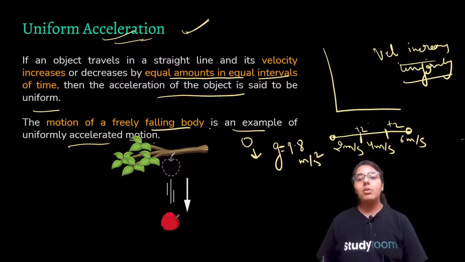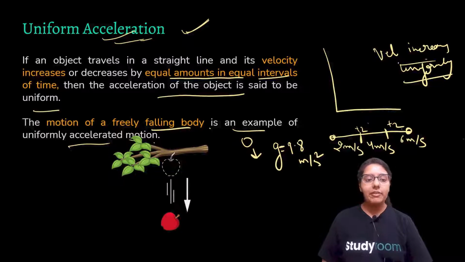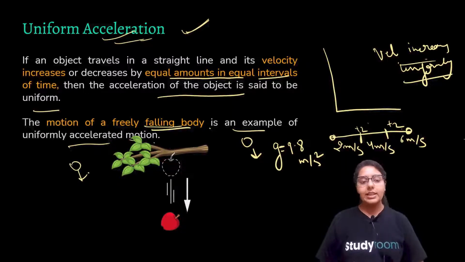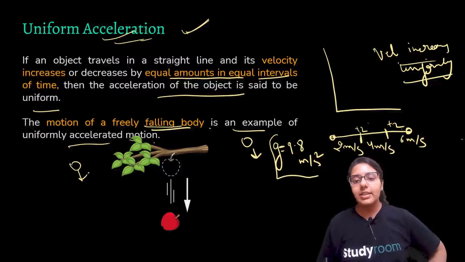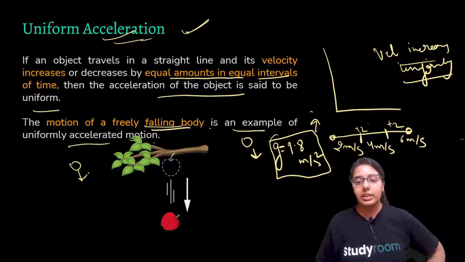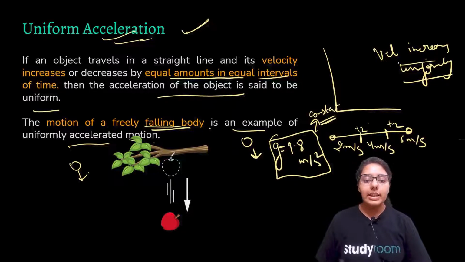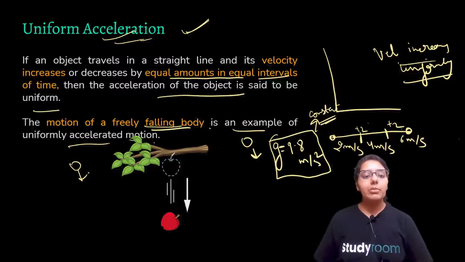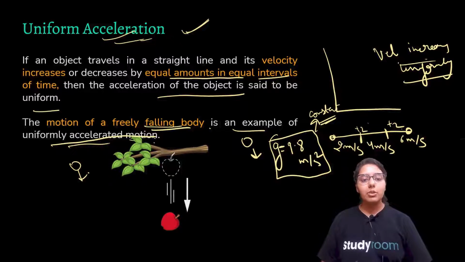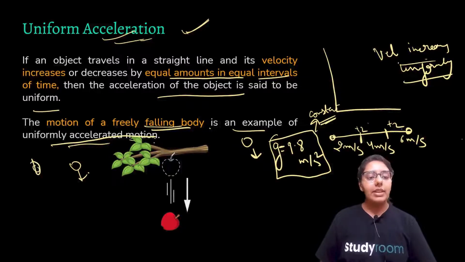We'll be having a whole chapter on gravitation and we'll be studying it in detail, but for now you should know that in a freely falling body, be it a ball or anything you dropped, the acceleration due to gravity acts, which is constant. Acceleration is constant, that means velocity is increasing or decreasing in a uniform manner, right? So a freely falling body is an example of uniformly accelerated motion because acceleration due to gravity is acting on it, right?